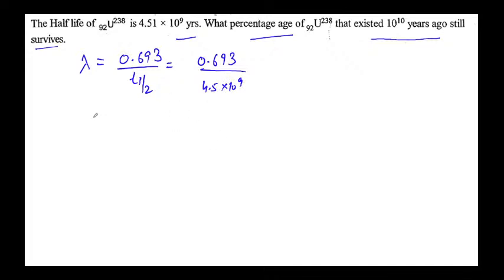Now suppose N naught is the number of atoms of uranium 10 raised to power 10 years ago. So now the present value will be N equal to N naught e raised to power minus lambda t, where t is 10 raised to power 10 years, that is given.